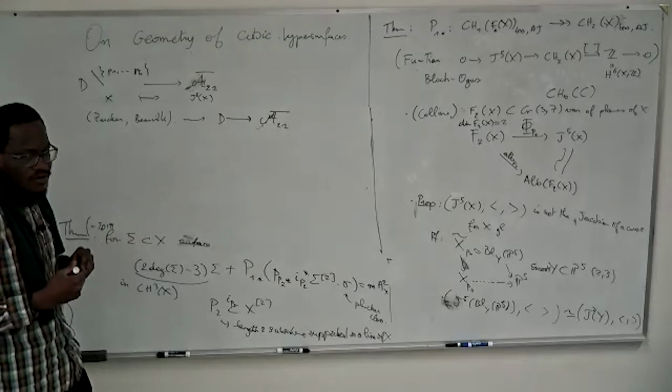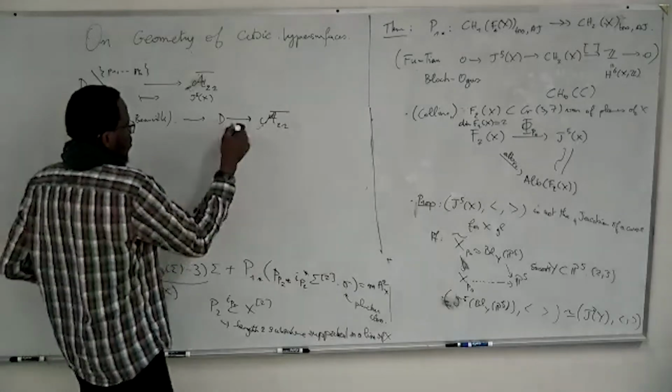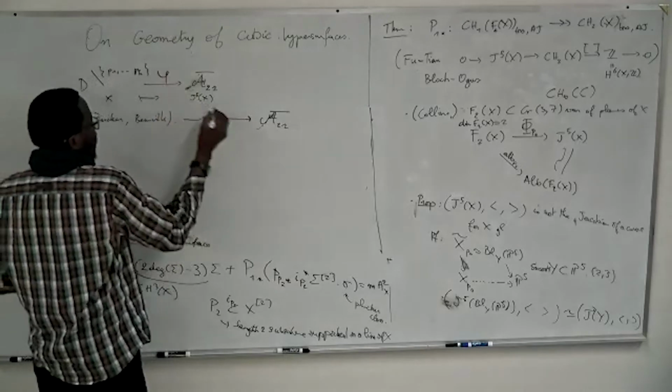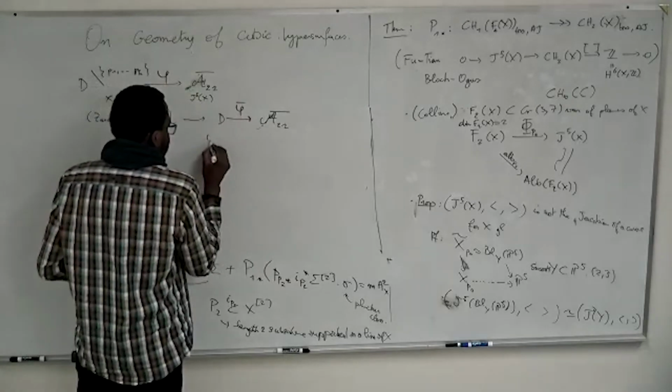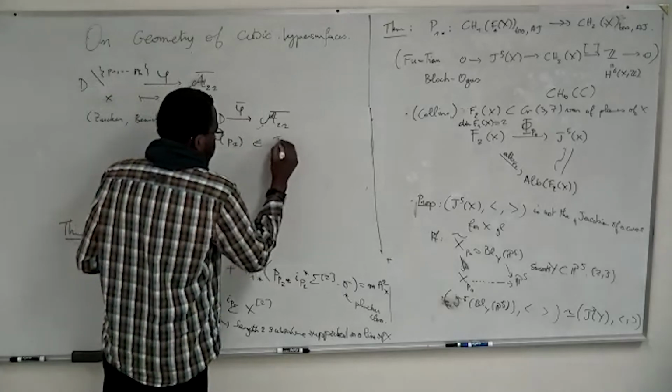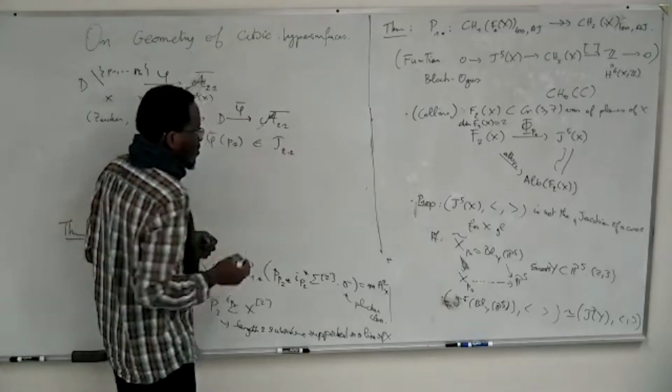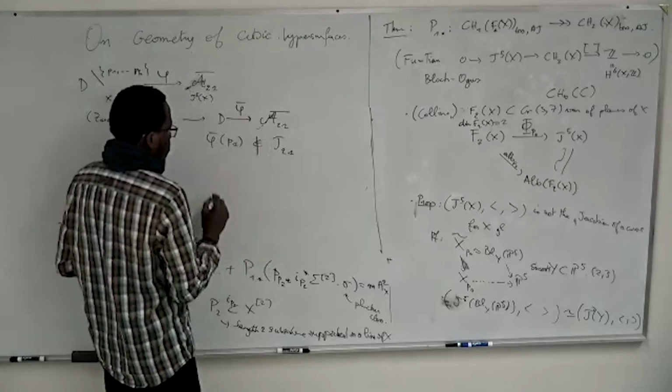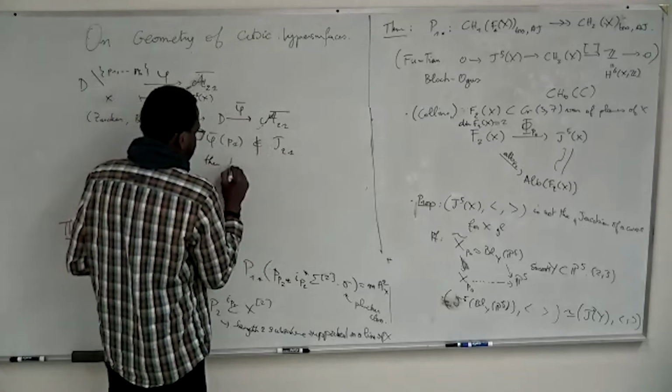I don't know if it is clear. So we have this map, let me call it phi, because phi of, say, P1 does not belong to the Jacobian locus. Let me denote it like this. Then the general one will not belong.